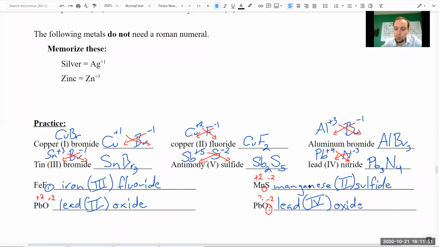Lead 4 oxide would reduce, let me go ahead and show you, would reduce down to PbO2, right? Once I do the crisscross, it'd be Pb2O4, or reduce that down to PbO2. So that lead must have a charge of 4. That's the only way the oxygen can have the 2 at the end, okay?